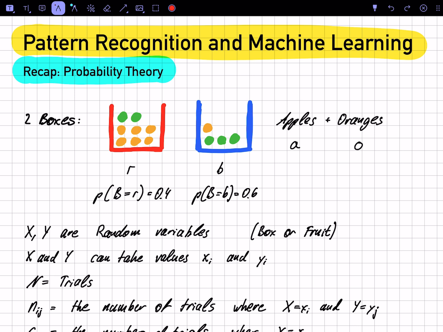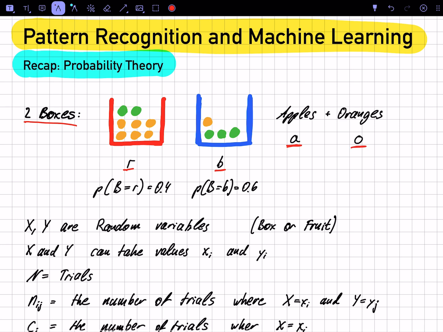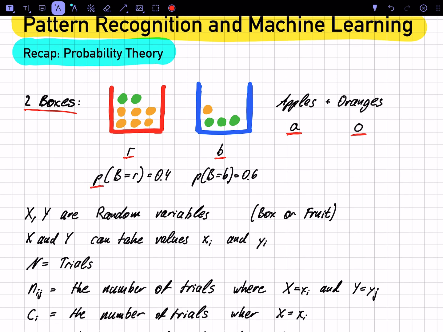Let's jump right in. Let's say we have two boxes. We have a box that is red and a box that is blue. And in those boxes, we have apples A and oranges O. And now we're given a probability. So we have P for the probability that the box we are choosing is red, and that's 0.4, and the probability that the box we're choosing is blue, and that's 0.6. And both of them add up to 1 because we have to choose either a red one or a blue one.